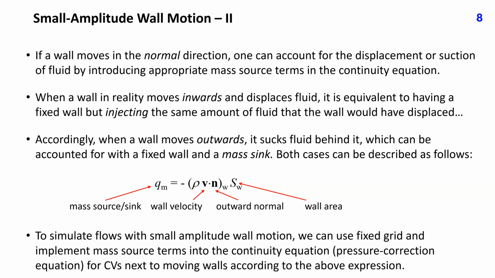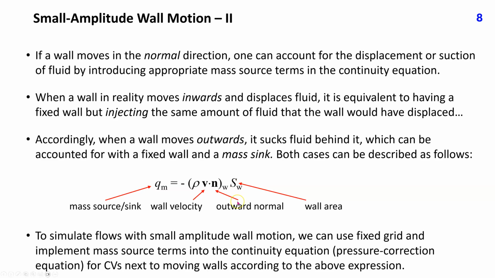Accordingly, when a wall moves outwards, it sucks fluid behind it, which can be accounted for with a fixed wall and a mass sink, which sucks the same amount of fluid that would follow the wall during its motion. Both cases can be described by a source term in the mass conservation equation in cells attached to the moving wall as follows. The mass source or sink is equal to the product of density, velocity component orthogonal to wall, and wall area, which is equivalent to a convection flux through the inlet or outlet boundary, depending on flow direction.